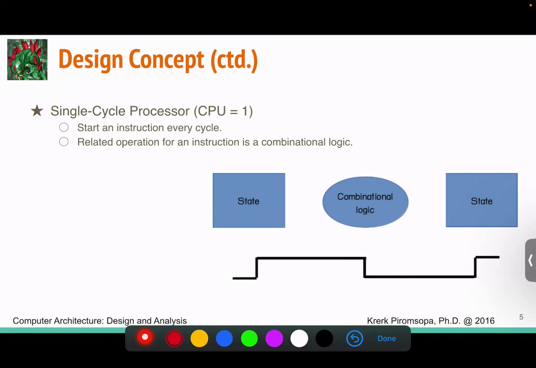What is a clock? Well, if we refer to logic design, we have something that we call a finite state machine. Ever heard of it? Or sometimes we just call it FSM, finite state machine.